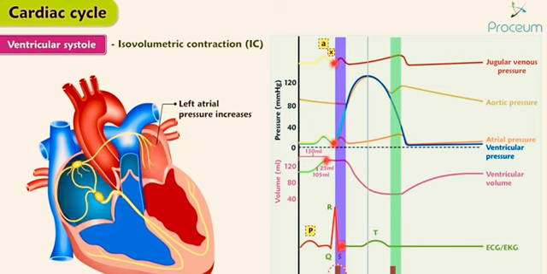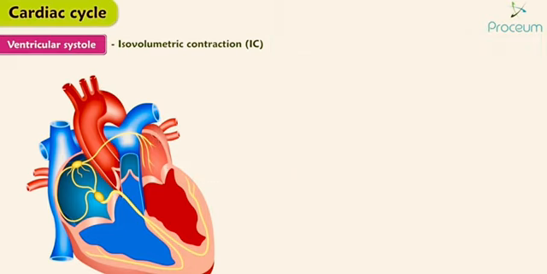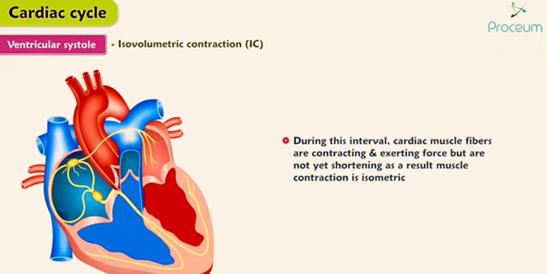When the left atrial pressure increases, there is bulging of the mitral valve. This bulging at the beginning causes the C wave. We can see the C wave in the jugular venous pressure. During this interval, isovolumic contraction, cardiac muscle fibers are contracting and exerting force, but not yet shortening. As a result, muscle contraction is isometric.